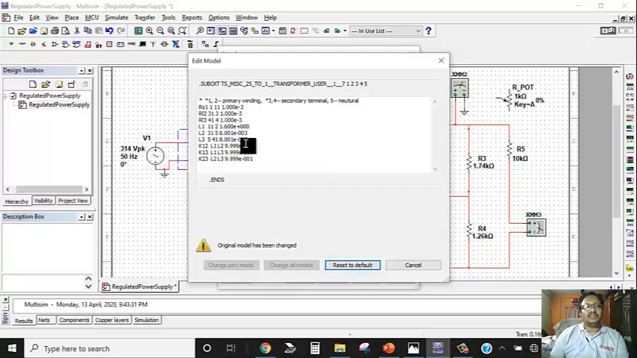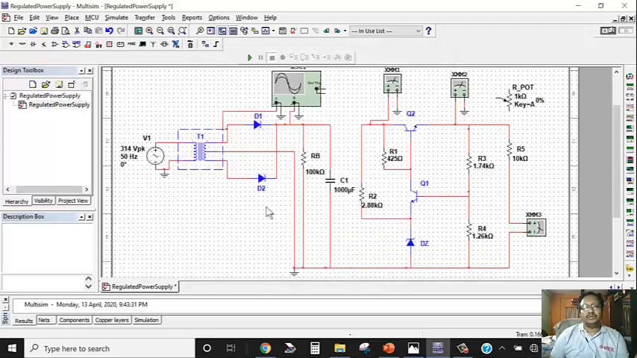You can change the turns ratio to obtain 20 volt unregulated voltage. That's why we have to set the L1, L2 and L3 values. L1, L2 and L3 values are the self inductances for the primary and secondary. We have used two diodes, D1 and D2, a capacitor and a bleeder resistor. Let us try to check the performance of this rectifier circuit. CRO has been connected with the inputs, that means transformer output and rectifier output.